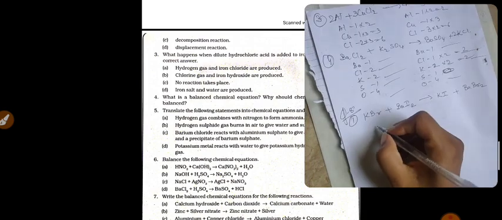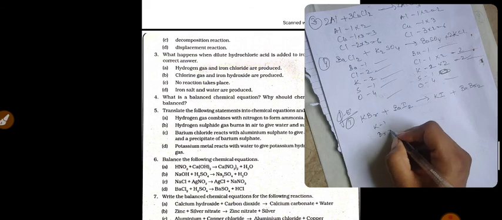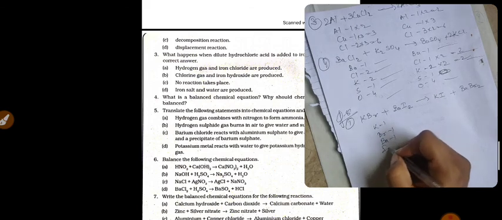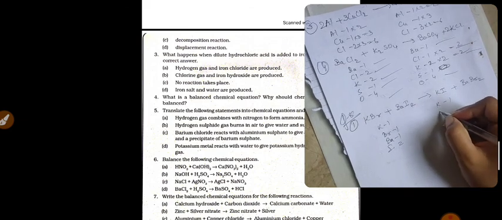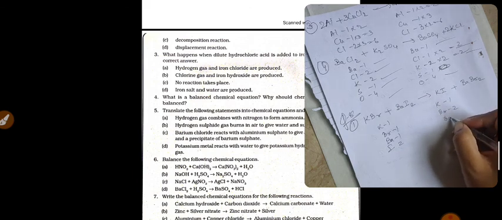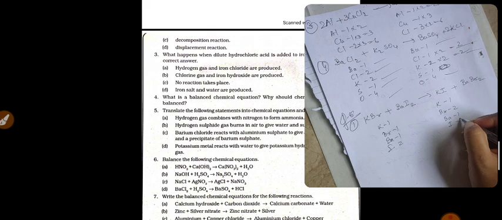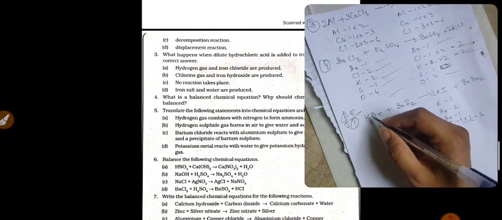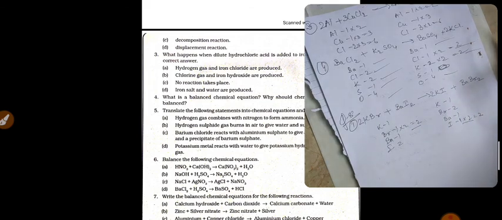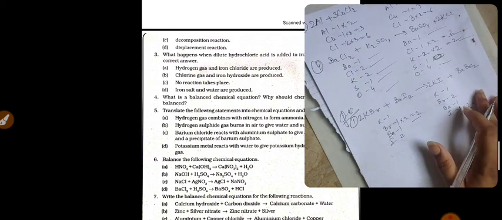Now K1 Br1 Ba1 I2, so K1 Br2 Ba1 I1. Multiply by 2, here multiply by 2, so 2, 2, here multiply by 2, and Br here multiplied by 2, so 2KBr plus BaI2 gives 2KI plus BaBr2. Okay, fine. This is the balanced equation.